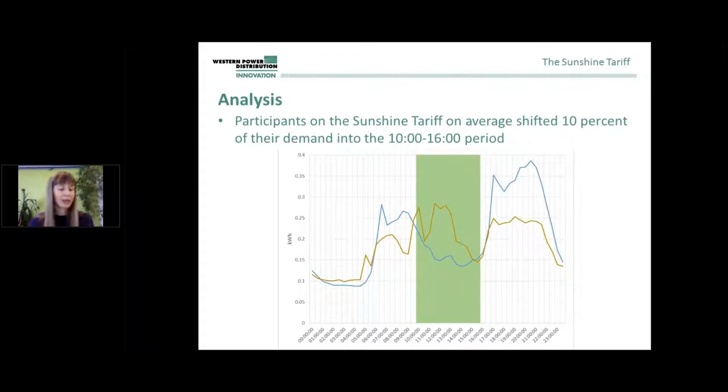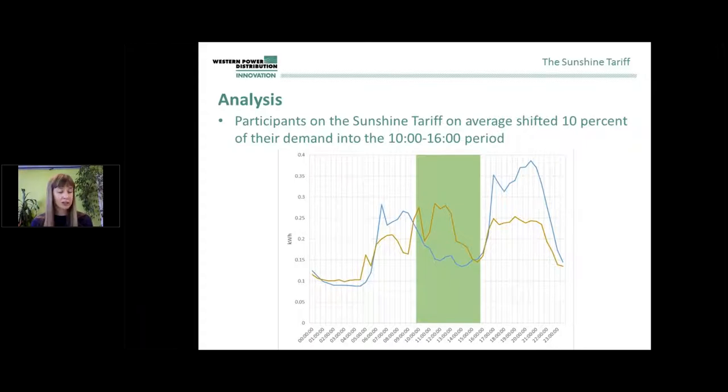So starting with our headline finding, the participants on the Sunshine Tariff on average shifted 10% of their demand into the 10 to 4 period. As shown on the chart there, the control group is in blue and the Sunshine Tariff customers are in orange. And you'll see that the Sunshine Tariff customers managed to reduce their morning peak and their evening peak considerably compared to the control and shifted that into the middle of the day. I'm bringing this back to the original research question about whether we could offset the generation from a local solar farm.